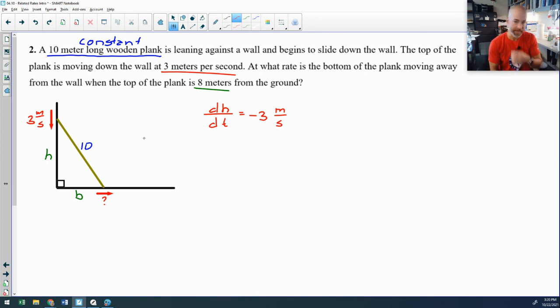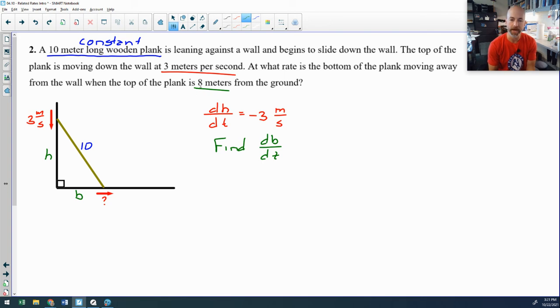The question is asking us to find the rate that the bottom of the plank is moving away from the wall. So we're looking for this. We're trying to find d something, dt, and the rate that we're looking for is the horizontal change, which will be the rate that b is changing. And just in my mind right now, I notice that b is increasing. The length of that base will increase. So I should get a positive answer for db/dt.